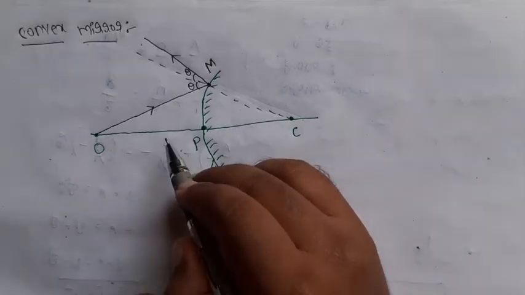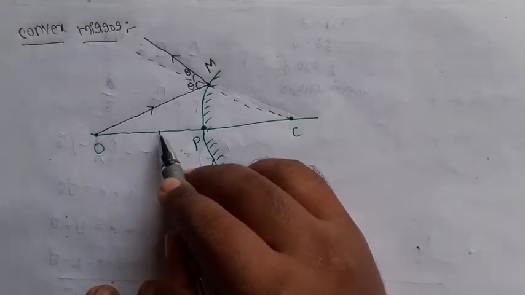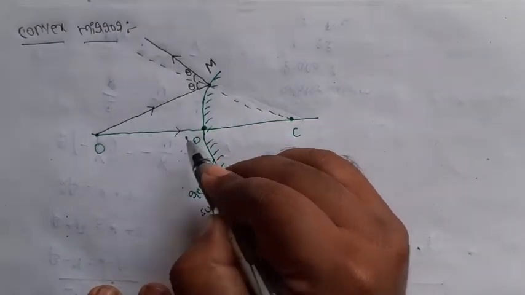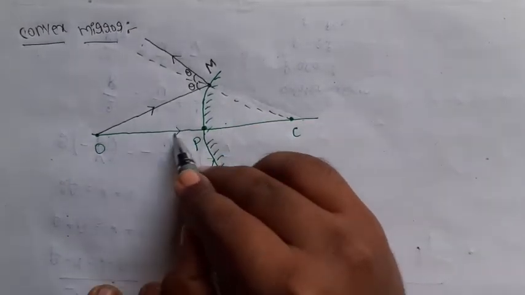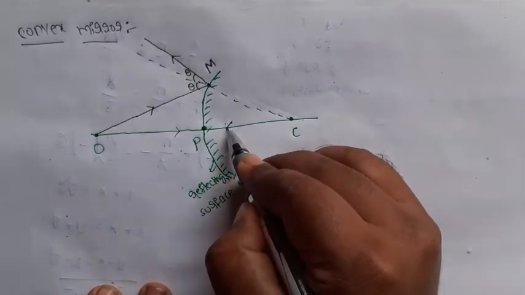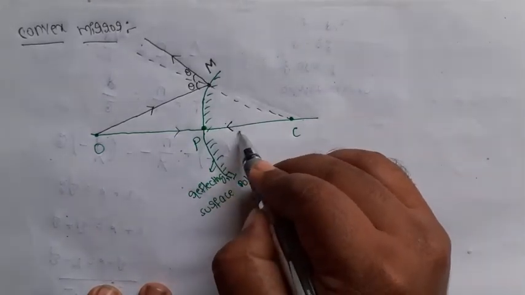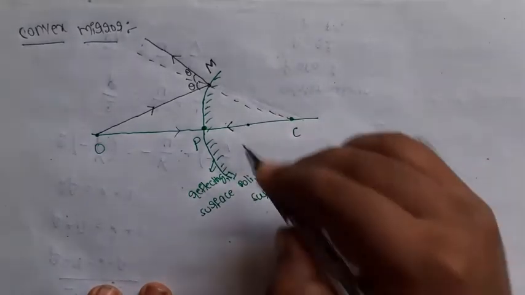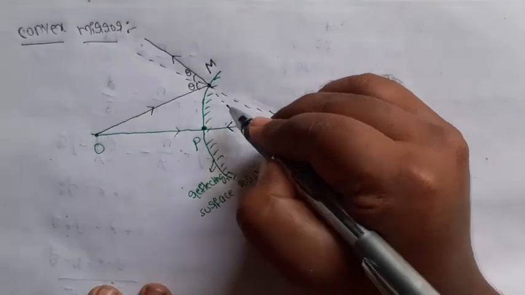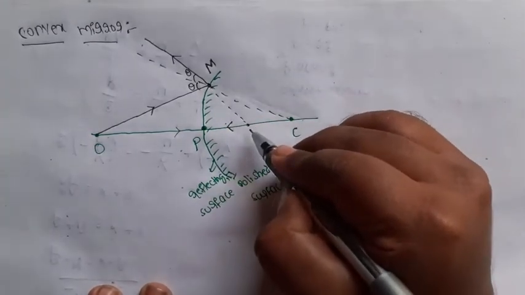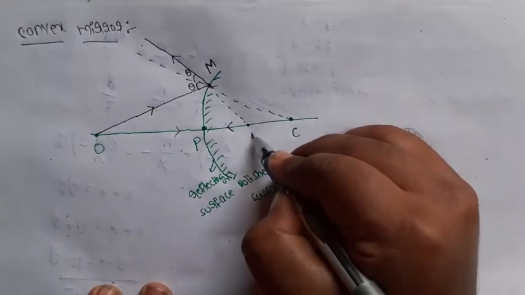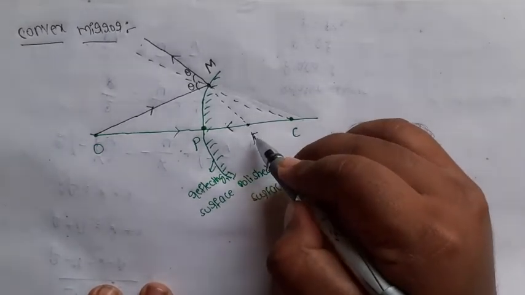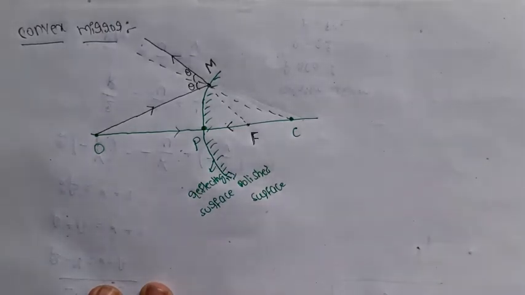So two rays are necessary for formation of the image. This is the one ray I am taking. This is another ray. This is the incident ray of the second line, so this is the reflecting ray. So these two rays meet here. That place forms the image. This point is called principal focus. Image is formed at principal focus.